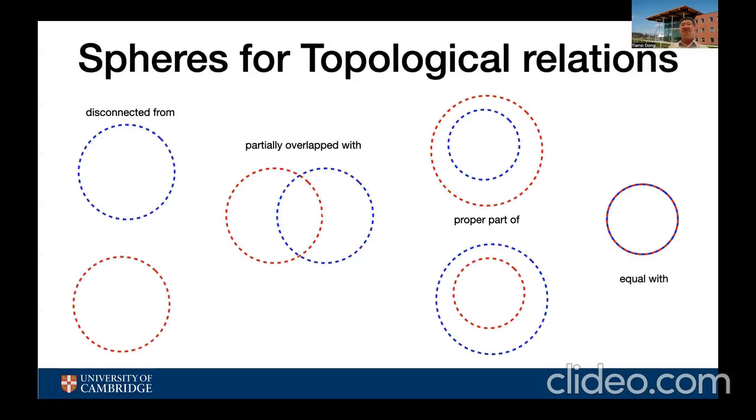So first, to represent topological relations using spheres is quite straightforward. Actually, in the former lectures, I already showed the five relations between spheres. Two spheres can be disconnected, partially overlapped, one is a proper part of the other, or they are equal.